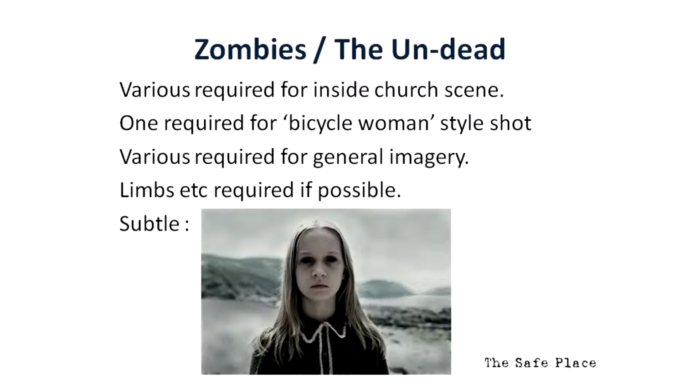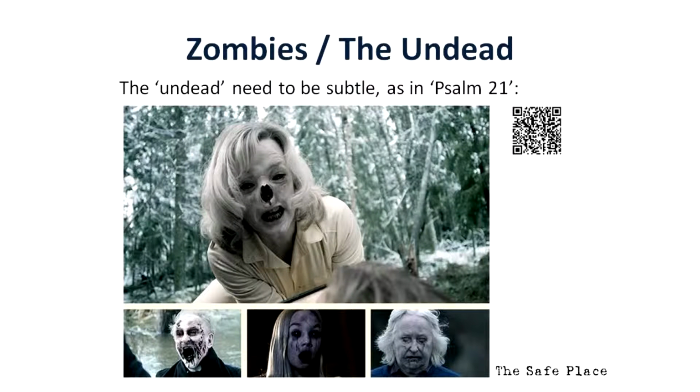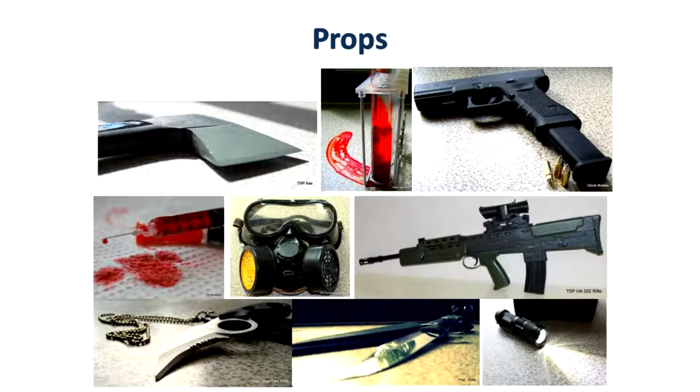There are various zombies required for inside the church scene. We're looking to also do what's called a bicycle woman style shot from The Walking Dead. There are various different zombie-like characters needed for general imagery, but they will be subtle, as you can see here. There's a wide range of props from functioning Glocks, gas masks, bear claw knives, conventional knives, police issue flashlights, a replica SA-80 rifle, an axe and so forth.